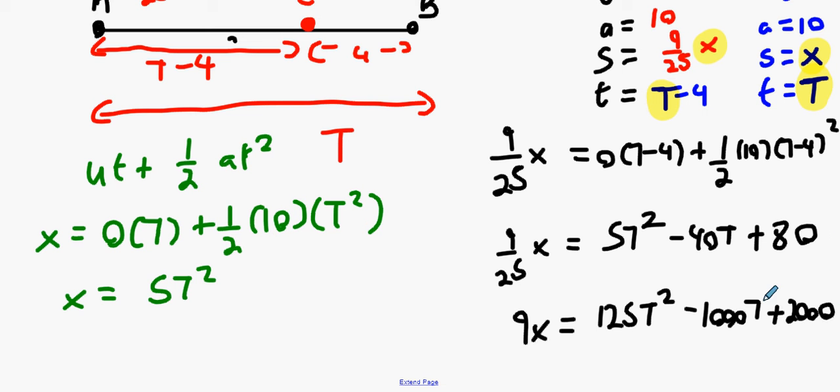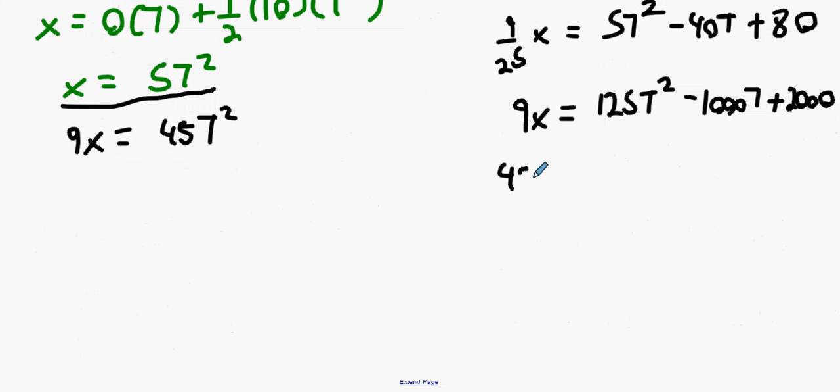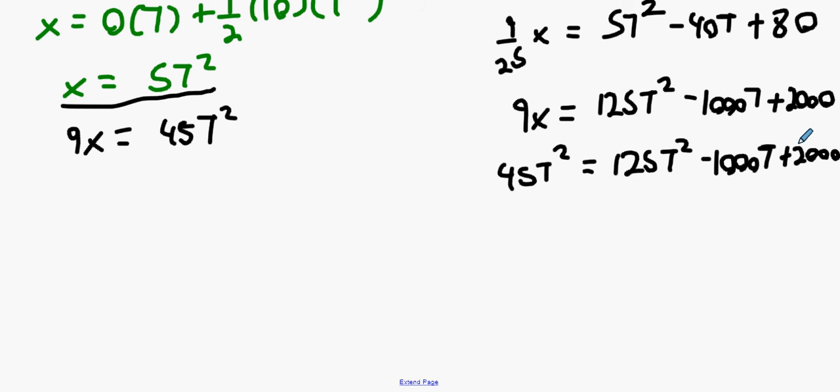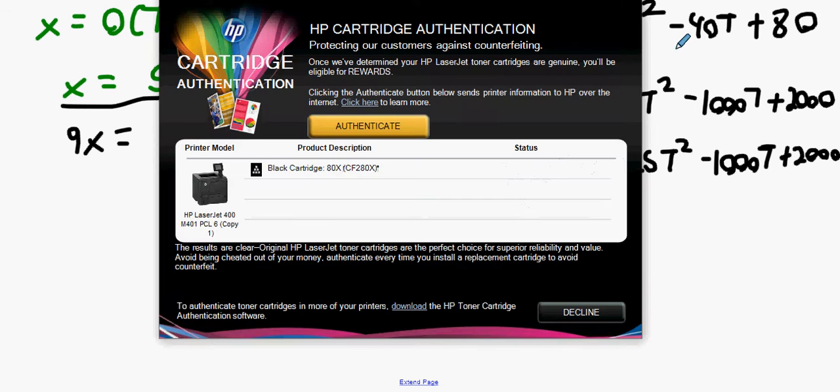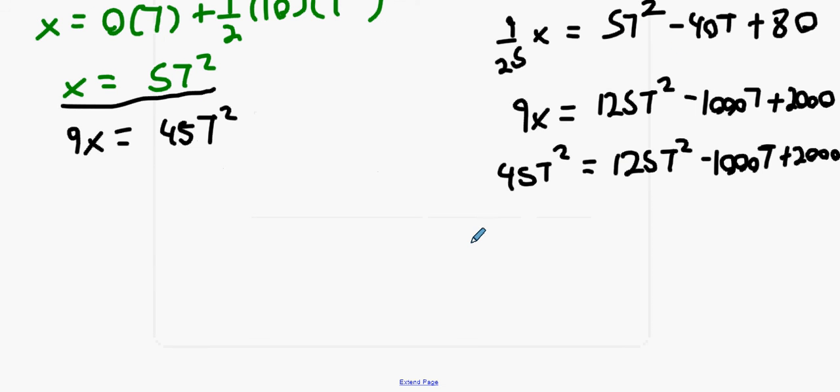8 times x. See this one over here? I'll just call that 9x instead, which is 45t squared. So now I'm going to have 45t squared equals 125t squared minus 1000t plus 2000. Bringing it all onto one side, I'm going to have 80t squared minus 1000t plus 2000.